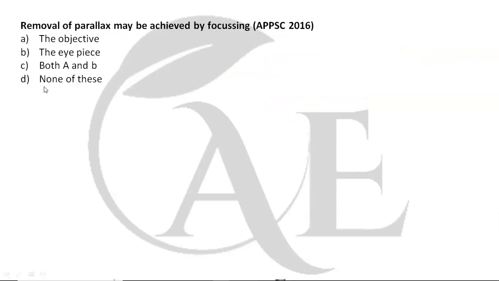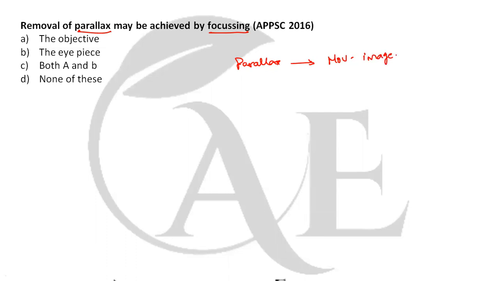Next question. Removal of parallax may be achieved by focusing. First, what is parallax? It is the movement of the image relative to the crosshair. The movement of the image relative to the crosshair is known as parallax. You see here, when the image moves up or down relative to the crosshair, the focus is not correct.